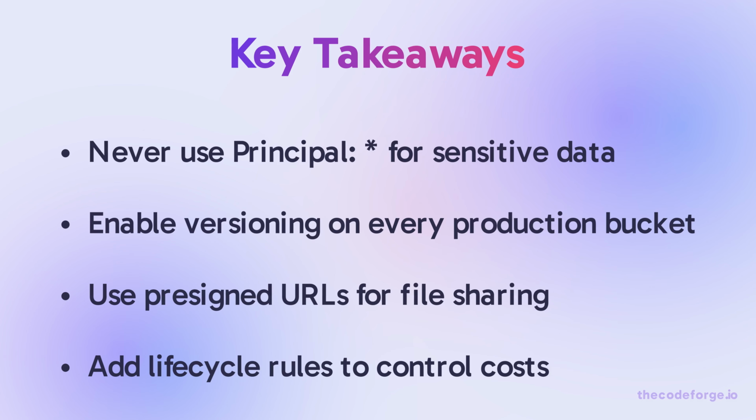To recap, never set principal to star in a bucket policy unless the bucket is explicitly for public content. Enable versioning on every production bucket. It's a one-line CLI command that gives you undo. Use presigned URLs for per-file sharing. And always add lifecycle rules to automatically manage storage costs and clean up incomplete multipart uploads.